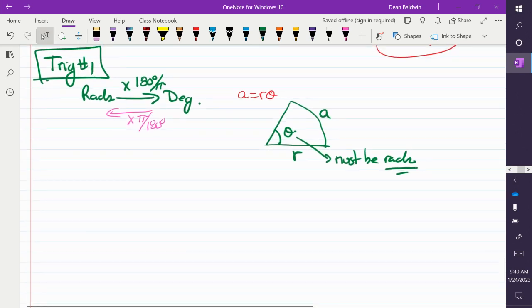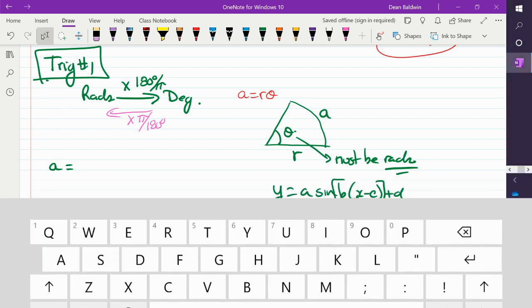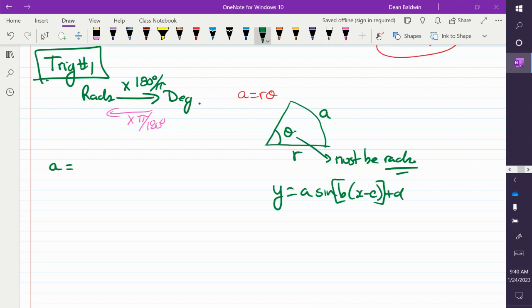The only other thing you really need to know for trig 1 is these general formulas: A sine B x minus C plus D. Same for cosine. Tan, we should worry about tan, but I'm not going to write it. How do you find A from a graph? What does A represent, actually? Let's start with that. A vertical stretch, if you're transforming it. From a sinusoidal graph, it represents amplitude.